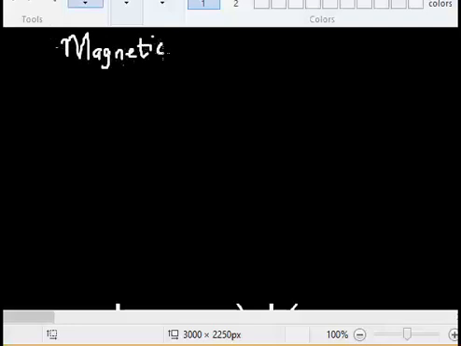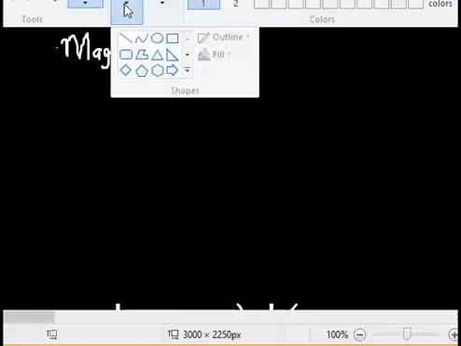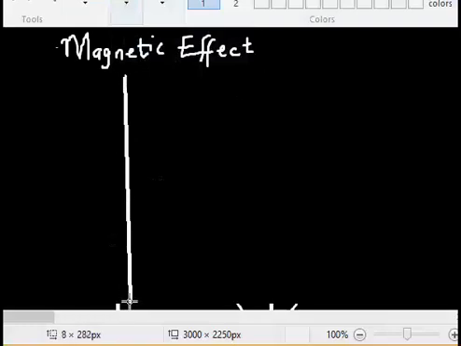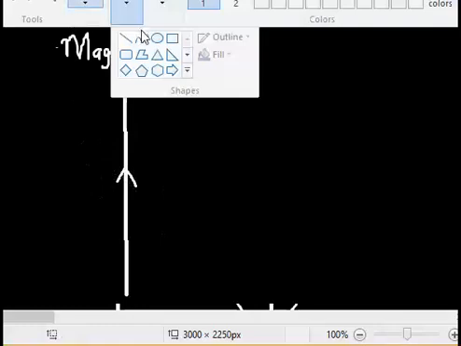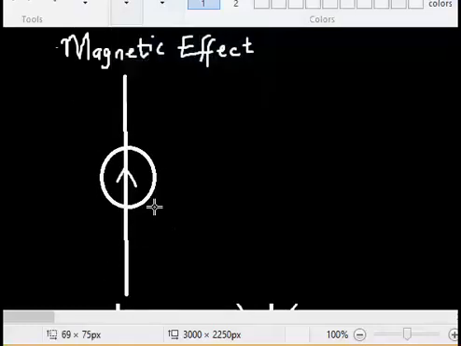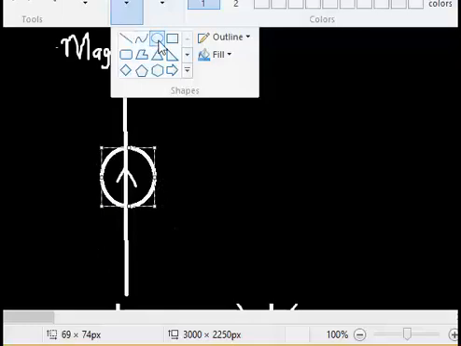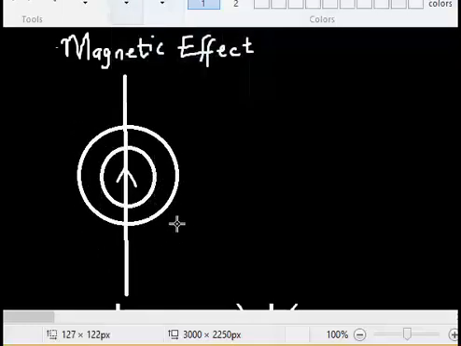Now, anytime a conductor actually carries current, let's say I have a wire that carries current. It has been noticed that this wire has a magnetic field around it, so there's a magnetic field around this particular wire, which of course can be drawn in the form of concentric circles that have direction.